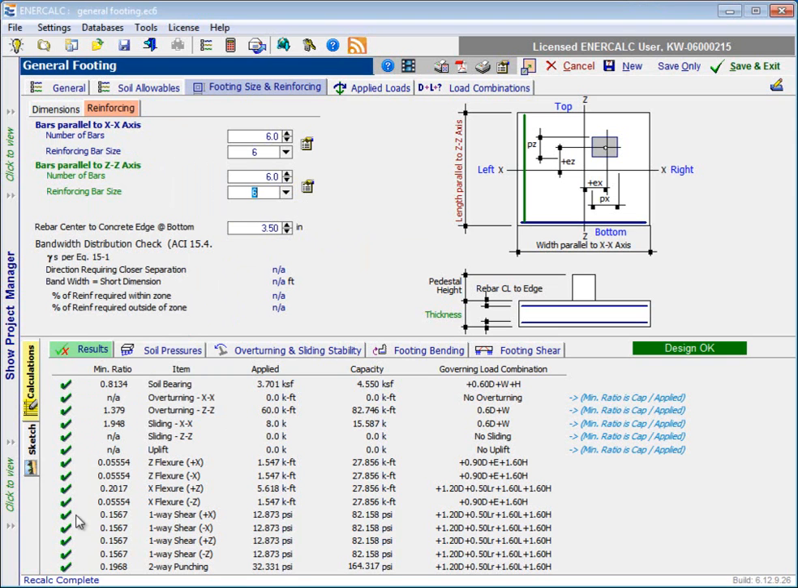So at this point we have something that works for us for all of our checks, and we would probably say that this footing is ready to be printed and studied in detail just to make sure that all of the details are provided and that we're satisfied with the design.